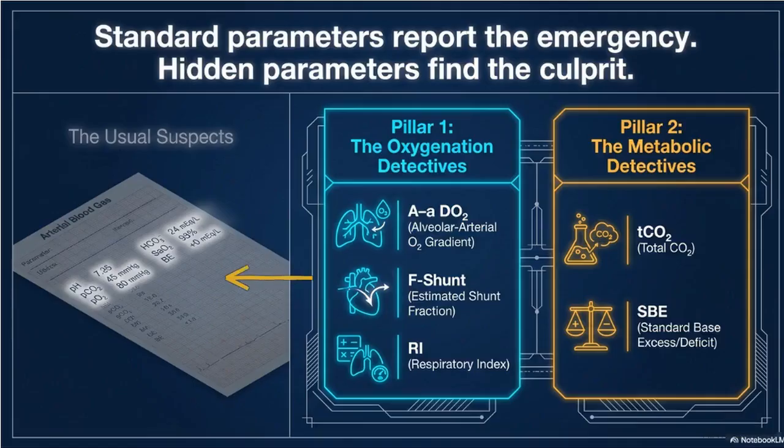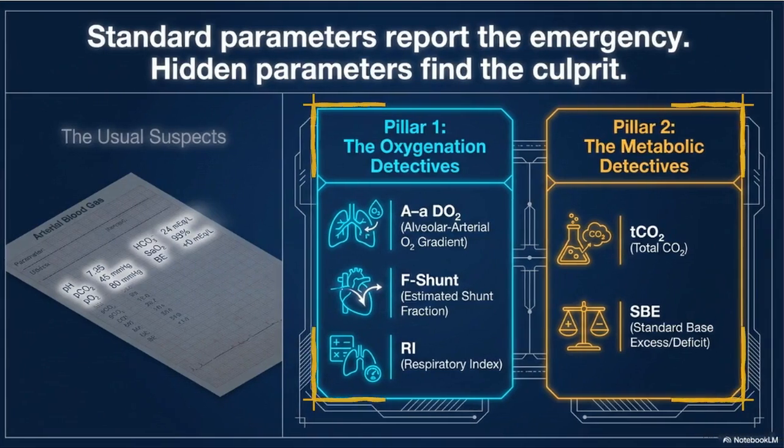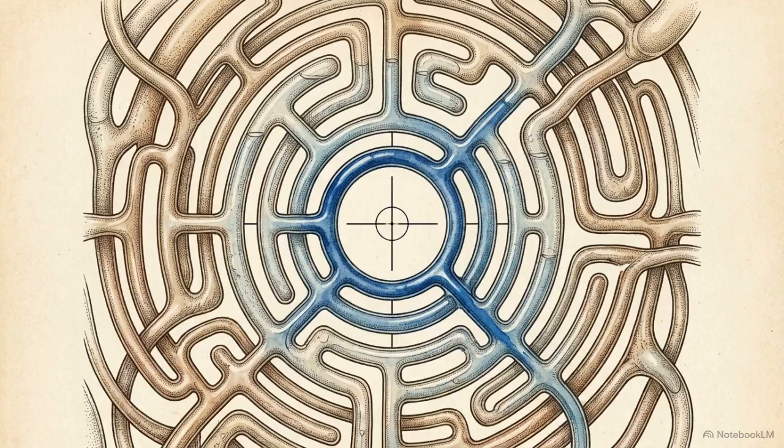Look at this standard printout. You see your basic reactive values. Looking past those numbers reveals two specific diagnostic pillars: oxygenation metrics and metabolic metrics. These hidden parameters provide a direct path toward identifying and targeting the underlying physiological culprit.